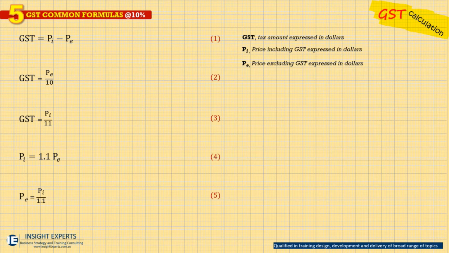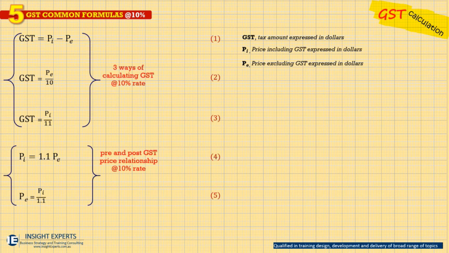And before we start talking about each one, let's just look at the definitions. Now, GST is the tax amount and is expressed in dollars. PI is the amount you pay at point of sales, and that includes the GST amount. In other words, PI is the price including GST expressed in dollars or any other currency. PE is the recommended retail price before applying the GST amount. So PE is the price excluding GST and also expressed in dollars or any other currency.